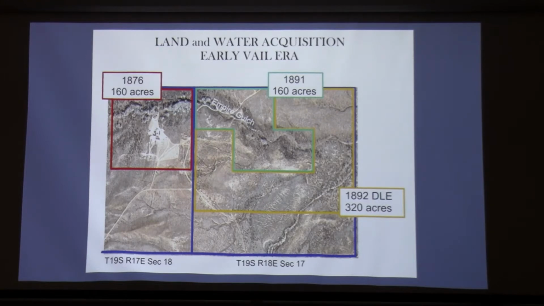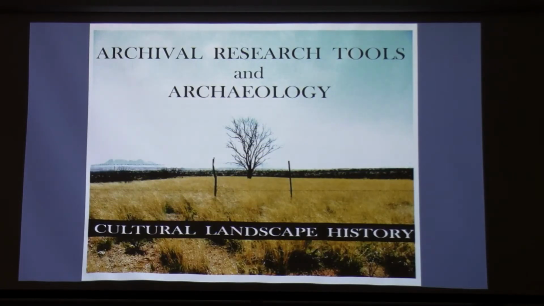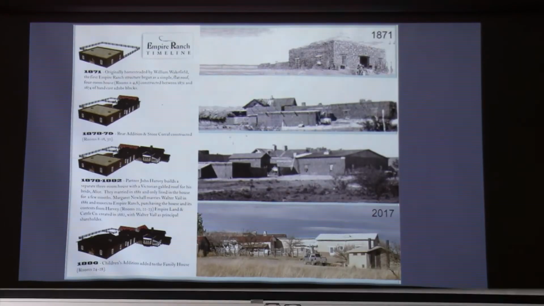This map is actually the last of Robin's maps indicating the property of Vail that's involved here. I want to give you a few examples of the application of the tools and resources that we've been discussing here applied to specific features of the historic Cienega Empire Ranch landscape, augmented by field investigation and GIS.